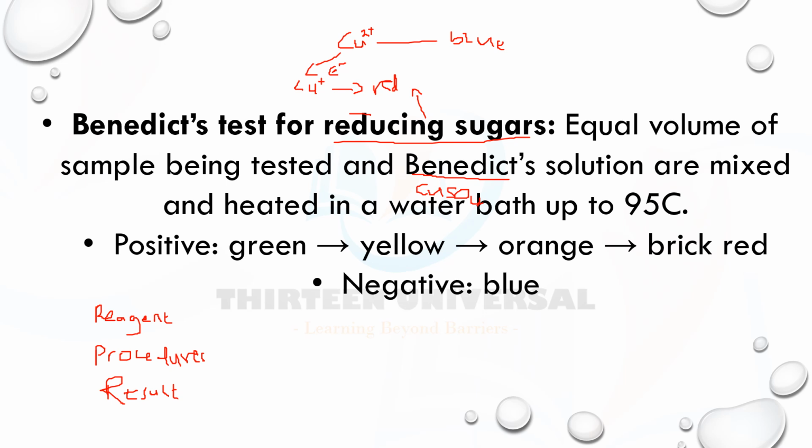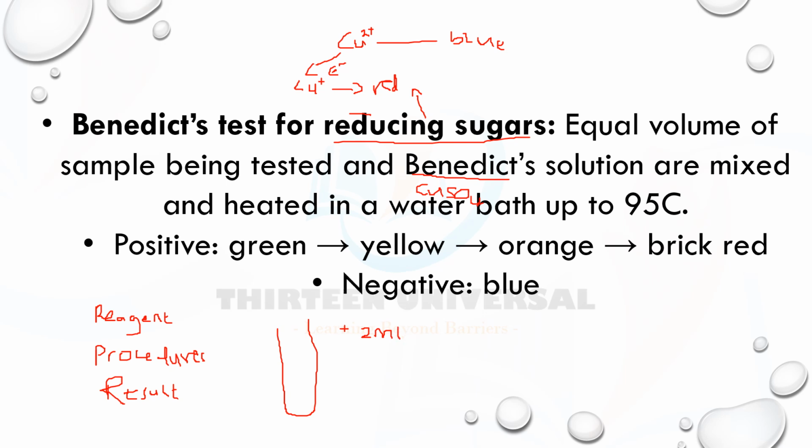So remember, the first thing is the reagent. The reagent is Benedict solution. The second thing is the procedure. So what do you do in the laboratory? First of all, you get a test tube, rinse the test tube, and then add 2 ml of the test solution. If a manufacturer claimed that the fruit juice contains reducing sugar.